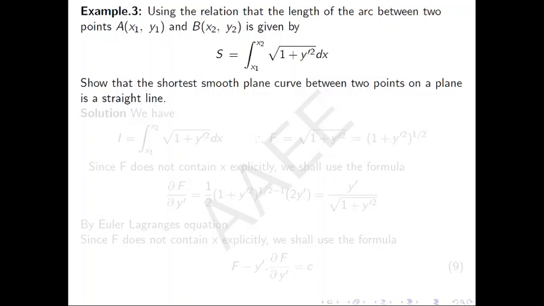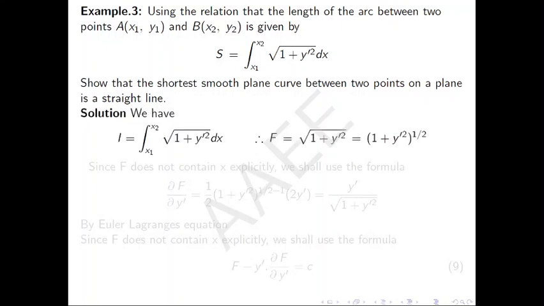Next one, using the relation that the length of the arc between points A (x1, y1) and B (x2, y2) is given by s is equal to the integral from x1 to x2 of under root of 1 plus y dash square dx. Show that the shortest smooth plane curve between 2 points on a plane is a straight line.